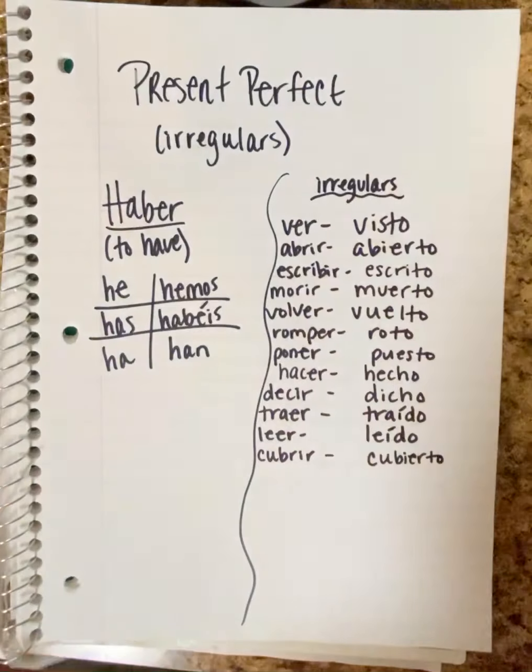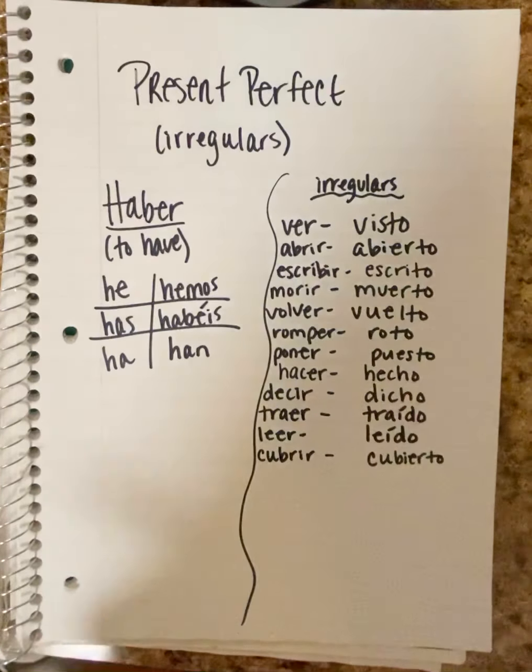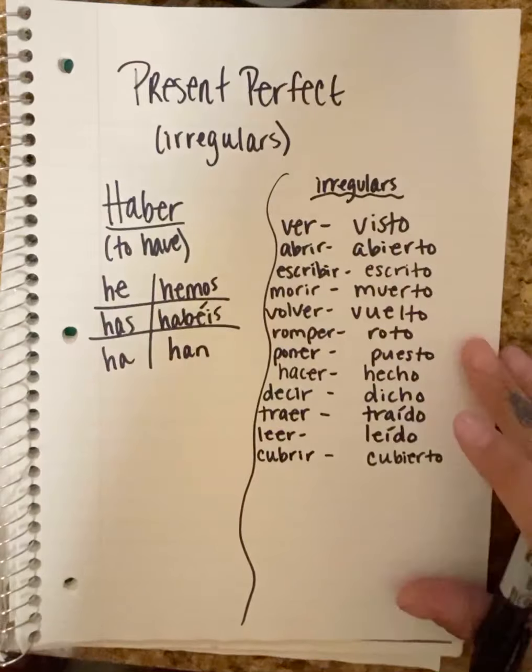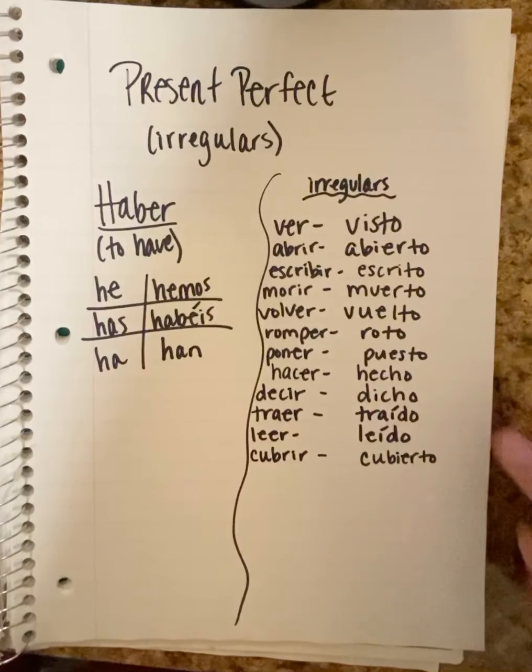And I'm not expecting you to know all of these folks off the top of your head. I just wanted to give you some examples, okay, of a few. There are other irregulars, but we'll just stick with these. I'm not asking you to memorize them. I'm just asking you to utilize this for the corresponding activity for this module, okay?